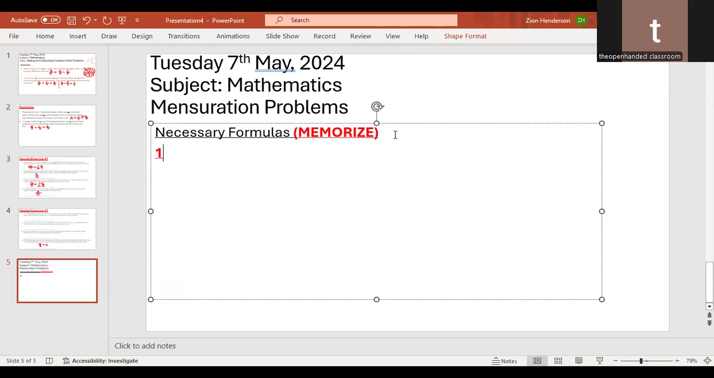The first one is what we looked at yesterday. It's the area of a square. What's the area of a square? Length times width, very good. So the area of a square is going to be equal to length times width.